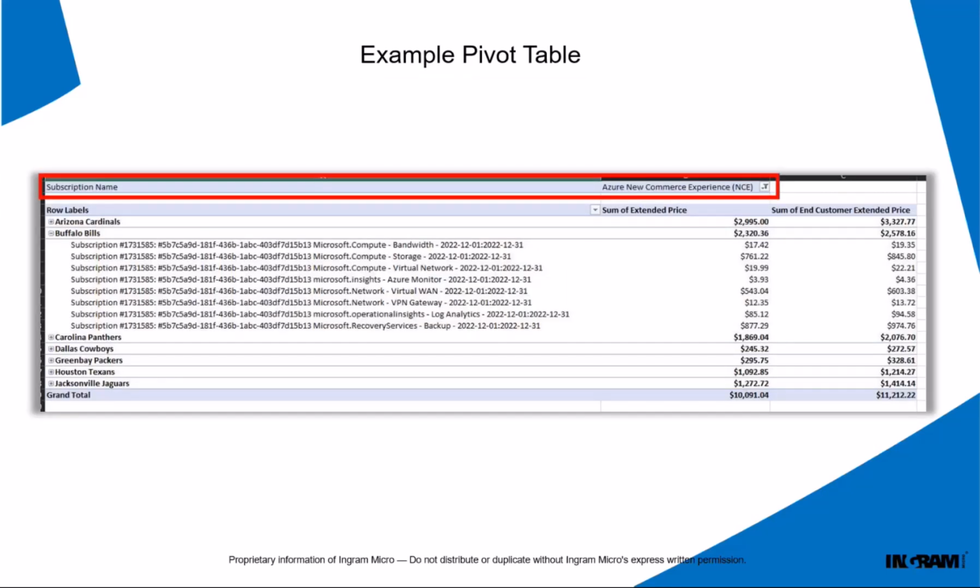So as you can see, I use that drop-down filter on the top to filter by Azure NCE. And then there's little carrots so you can expand and collapse each customer. And you'll see all the descriptions, all the services that they were billed for in both your cost as a reseller, as well as what the Azure portal is going to reflect.